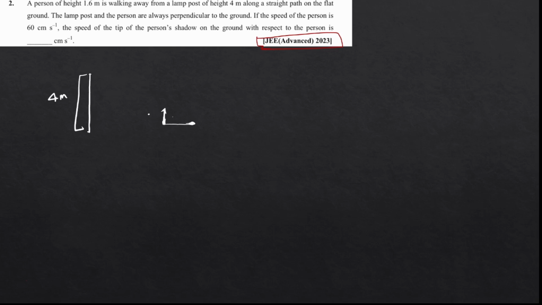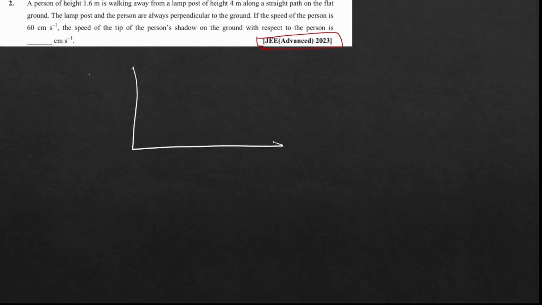And what is the height of the man? The height of the man has been given, which is 1.6 meter. So what we have to do, we will just join these points and we will get a right angle triangle, right? So let me redraw this. So this kind of situation is there. And this is the man, and this is the tip of his shadow, right? And this is that lamp post. Say this lamp post is at a distance of y from the tip of the shadow, and let us say the man is at a distance of x.